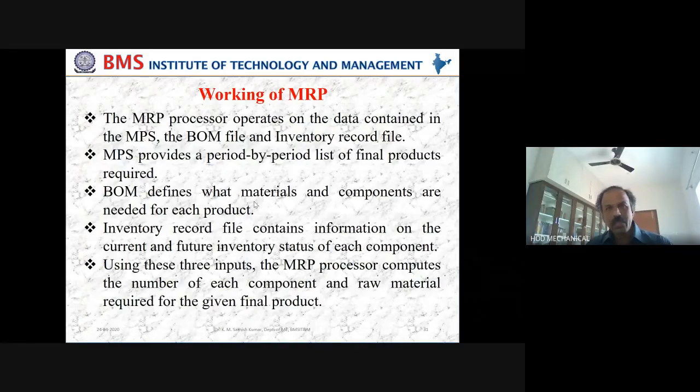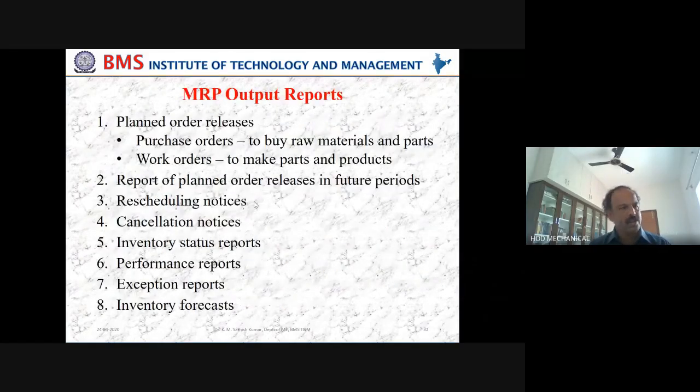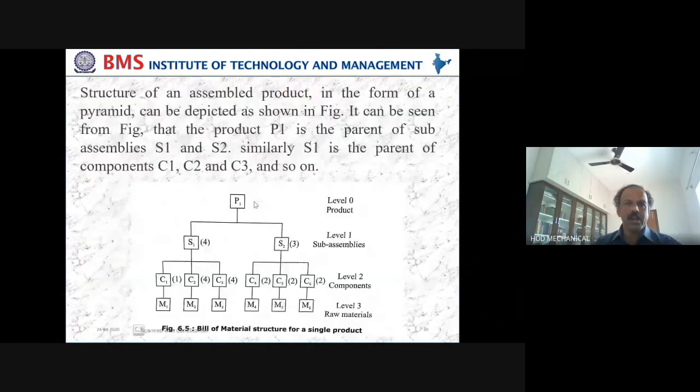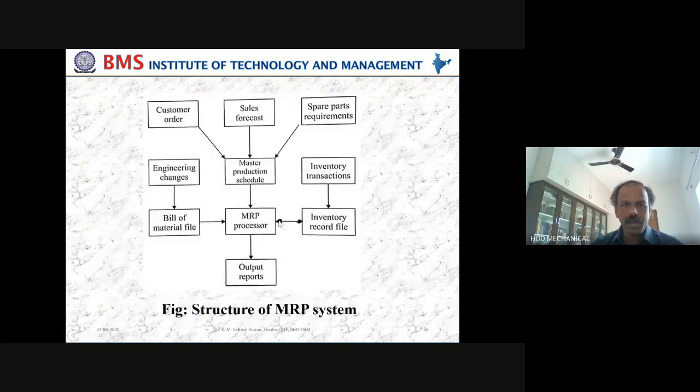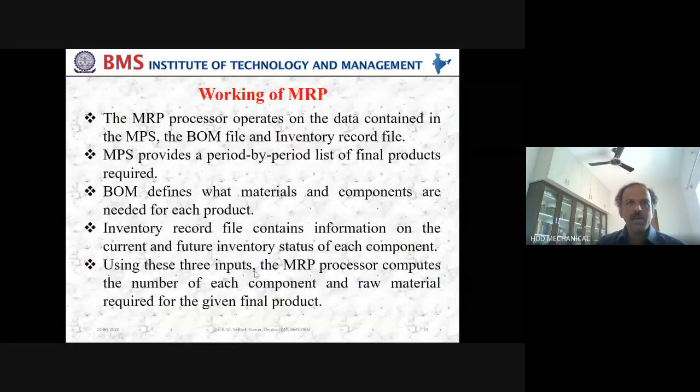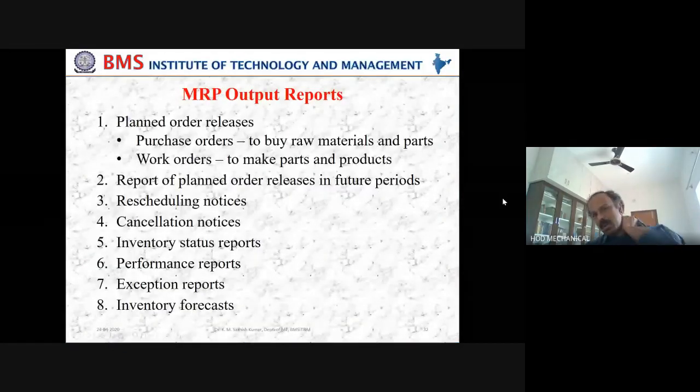Now, after understanding the working of MRP, the next thing is the MRP output reports. What is the result of the MRP processor? After getting all the information, the MRP processor produces some output reports. That is what we are discussing now. So what are the MRP output reports?